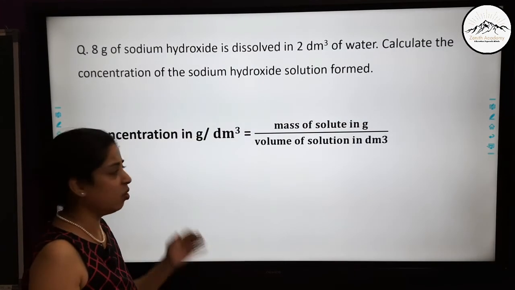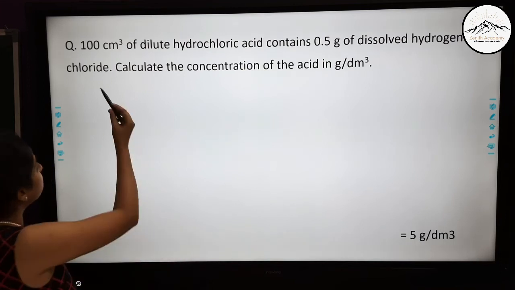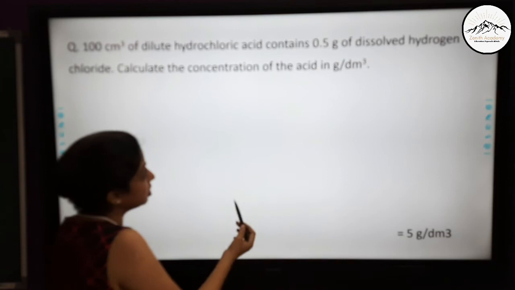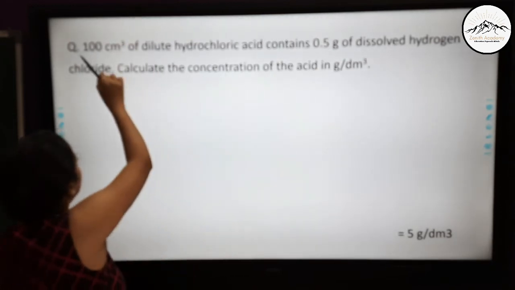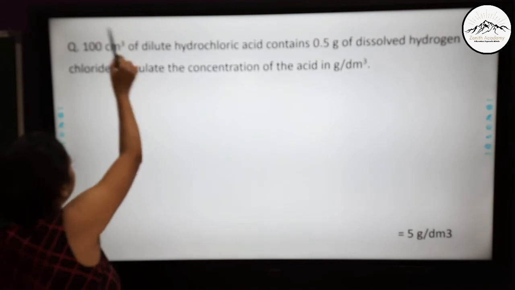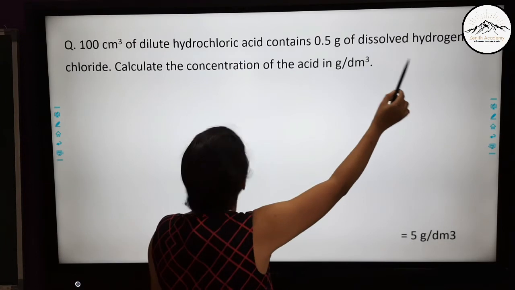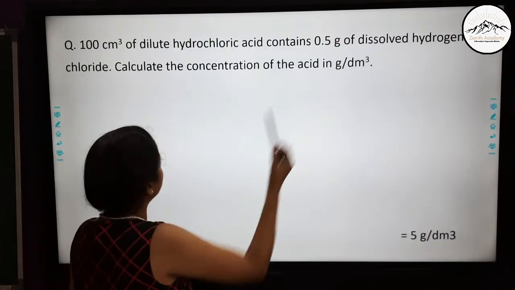In year 11 only simple questions like this will be asked. Now the next question: 100 centimeter cube of dilute hydrochloric acid contains, so dilute hydrochloric acid is the solution, and what is the volume of it? 100 centimeter cube. It contains 0.5 gram of dissolved hydrogen chloride. So the solute is 0.5 gram.